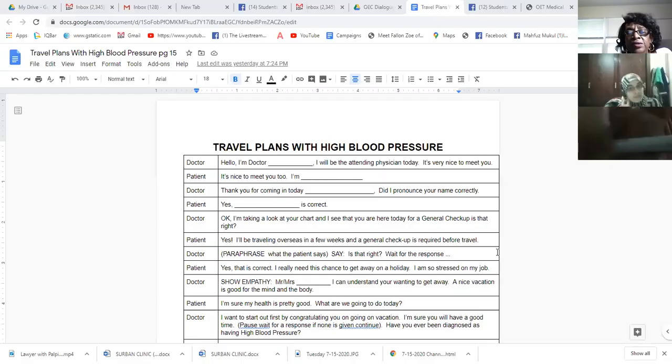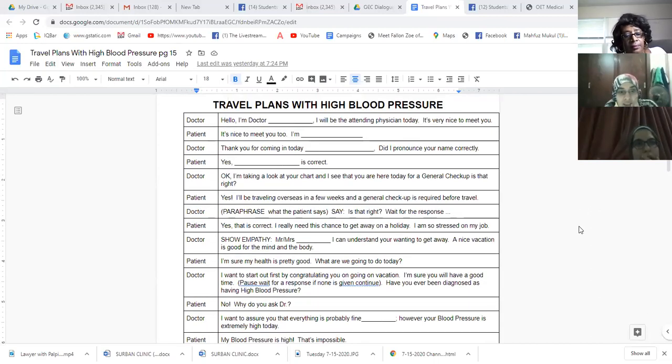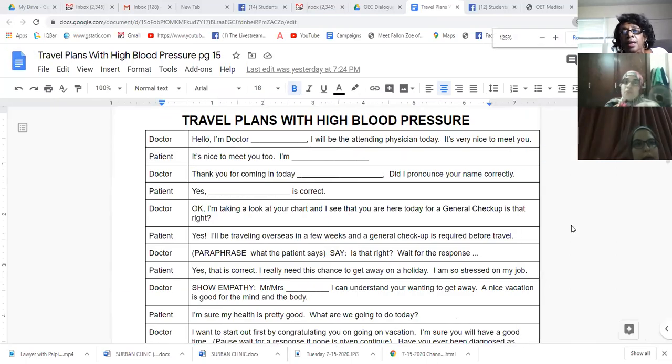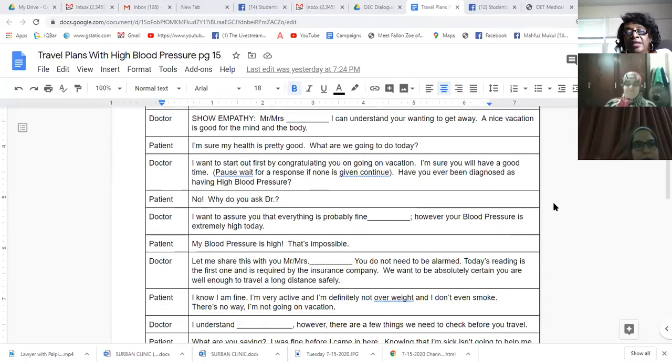What is this one? Okay, so this is the one with the blood pressure, I guess. Even if we've done it before, we'll do it again. Okay, so I'm going to share my screen. Do you see this one, Sarah? Travel plans with high blood pressure? Yeah, we can see right now, but we didn't do this before. I know. These were some of the ones that I just created. But again, they are still all the same.